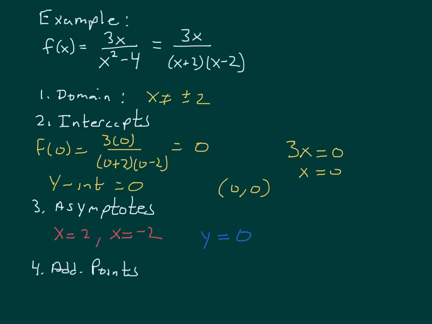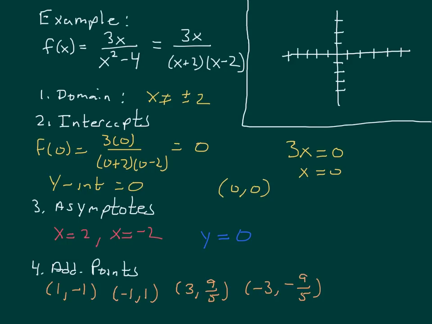The last thing I want to do is find some additional points. To find them, I want to put in values that are close to my vertical asymptotes. So we'll put in 1 and negative 1 and 3 and negative 3 into our function f and determine what we get. Go ahead and pause the video and find the points when x equals plus or minus 1 and when x equals positive or negative 3. You're going to come up with 4 points. Pause the video, and when you come back, we'll talk about sketching this rational function.